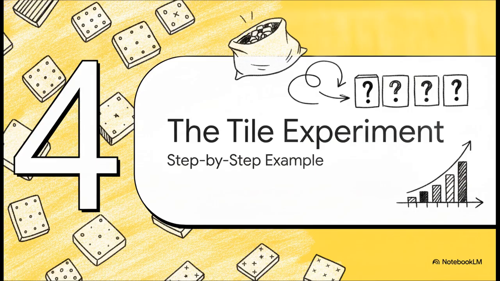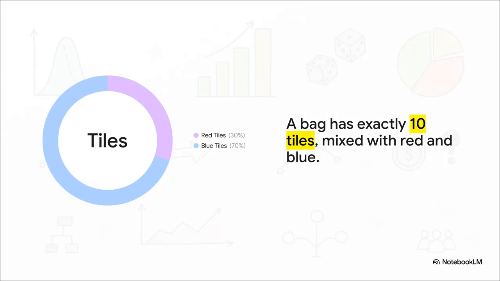Let's ground these abstract ideas with a worked model right out of the lesson in section 4, the tile experiment. Just imagine you've got a completely opaque bag. Inside that bag, you place exactly 10 tiles. 3 of them are red, and 7 of them are blue.